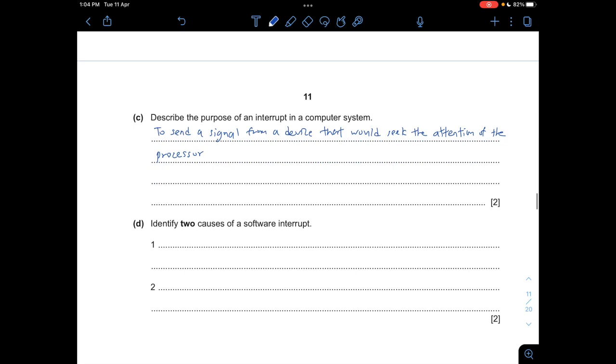And then identify two causes of a software interrupt. So normally when there's a software interrupt, it's mostly because there's an error in your program. So this would be, you can say, a runtime error. Second, you could say an attempt to access an invalid memory location.